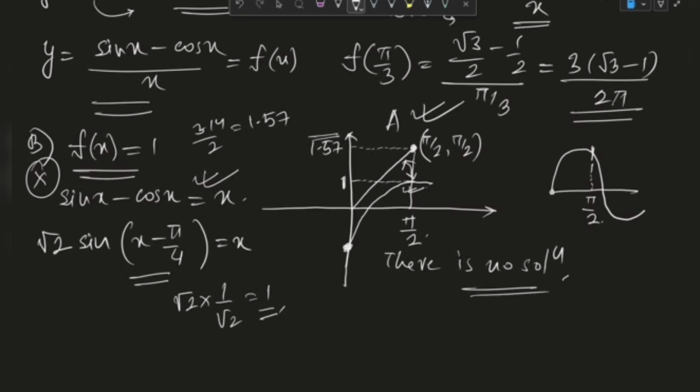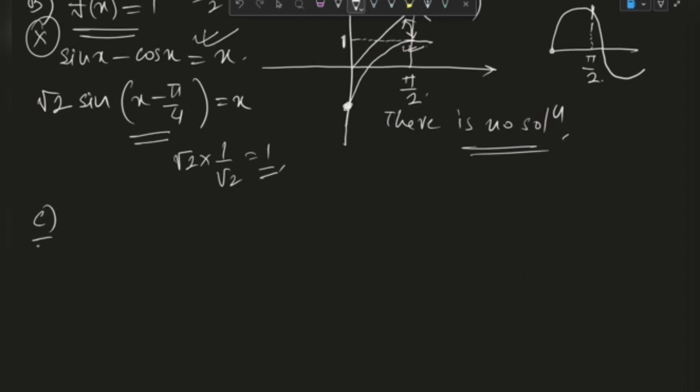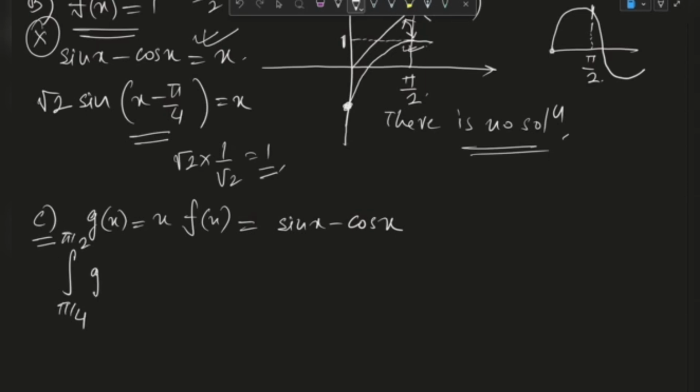So now we move on to the next part. In part C, we have to find out an area. They have given us a function g of x, which is x times f of x. So x times f of x will be, this was sin x minus cos x divided by x was f of x, so g of x will become sin x minus cos x. So we have to integrate this from limits pi by 4 to pi by 2, g of x dx, which is the integral from pi by 4 to pi by 2 of sin x minus cos x dx.